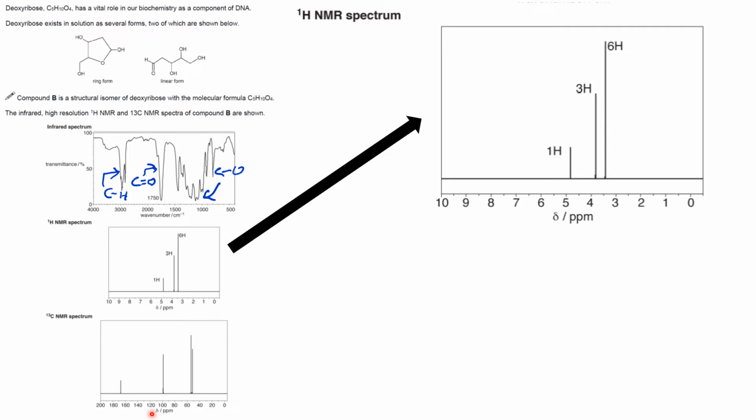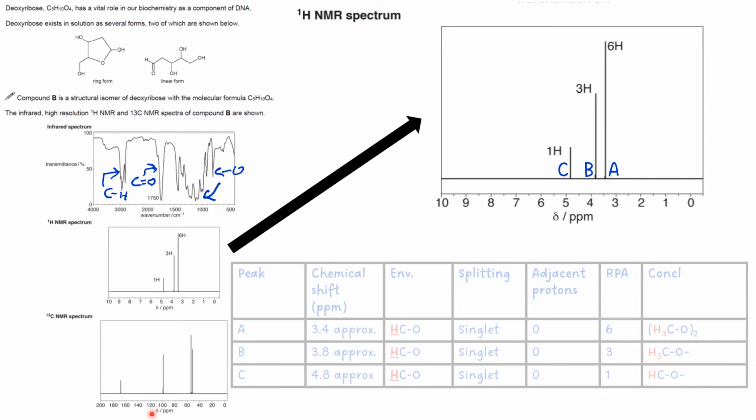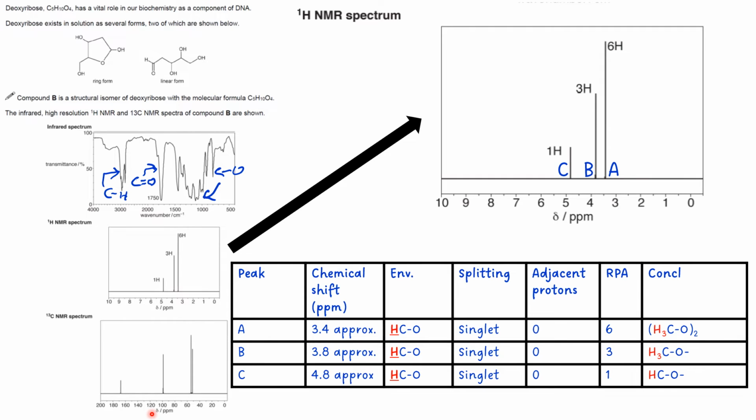So on the hydrogen NMR spectrum, the best thing to do is to actually label the peaks. There are different ways of writing down the information, but I quite like using the table method, which allows you to process each peak separately and individually. So peak A is around 3.4 on the chemical shift scale. The environment is H bonded to C, single bonded to O. It's a singlet, which means there are no adjacent protons, but this here means there are 6 in that environment.